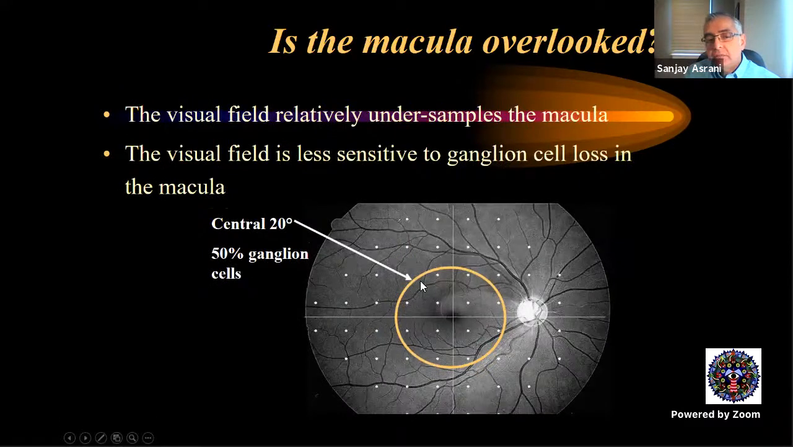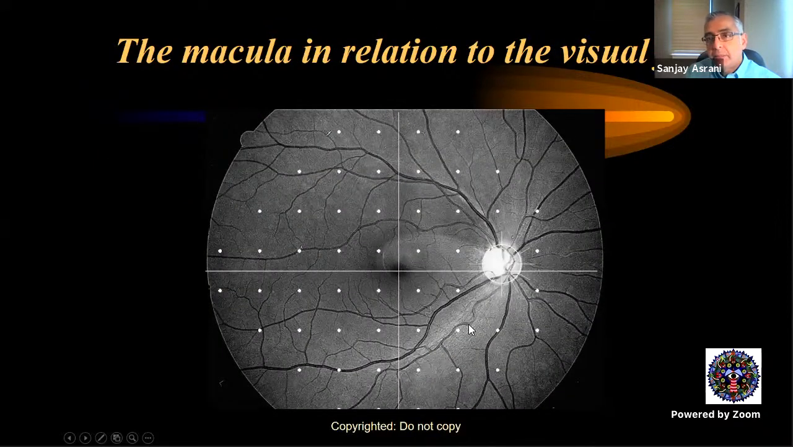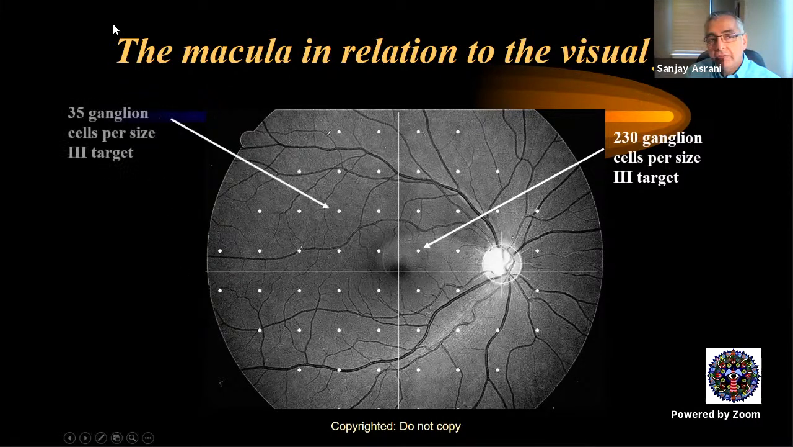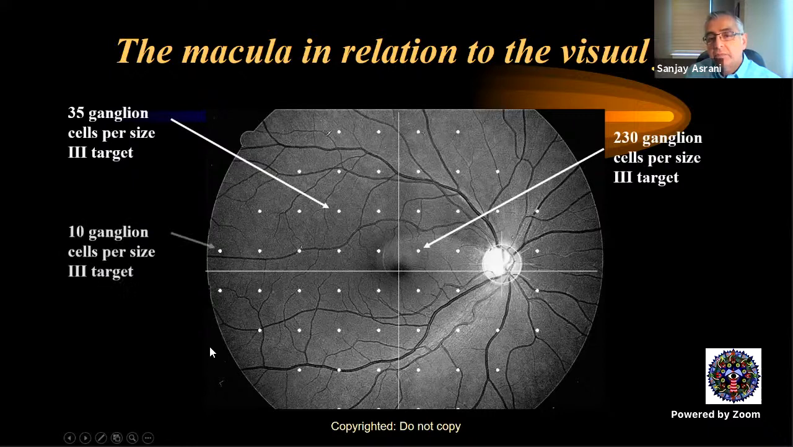This is the central 20 degrees, where 50% of our ganglion cells are residing, but the visual field is not sampling the macula adequately. It is less sensitive to ganglion cell losses in the macula. There are only 12 out of the entire 54 points in this region. The macula in relation to the visual field, there are 230 ganglion cells for this one spot in the Humphrey visual field here, compared to 35 here and 10 here.